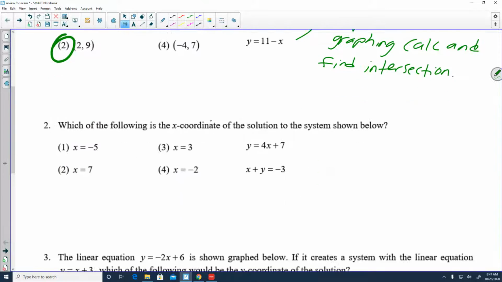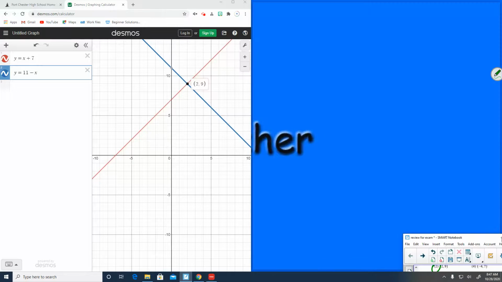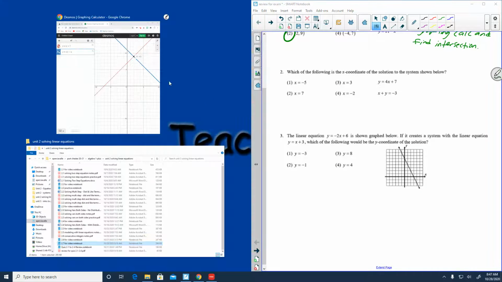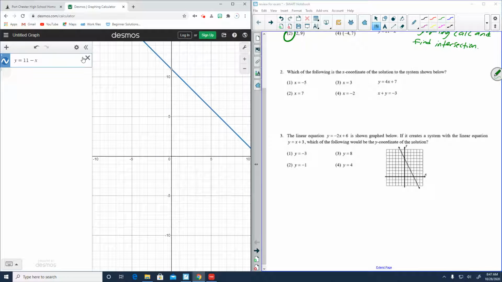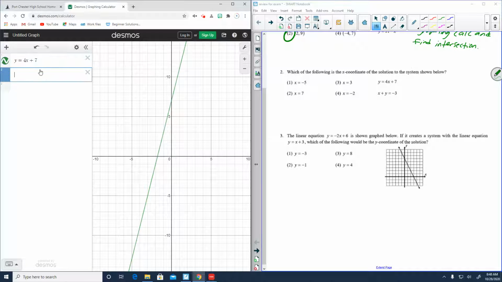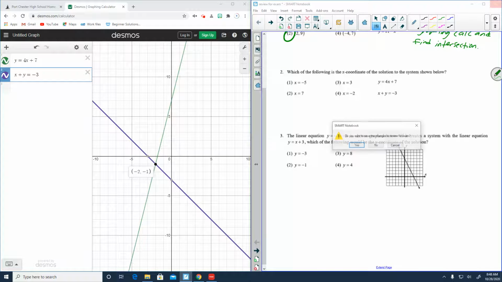So number 2, which of the following is the x-coordinate of the solution to the system shown below? So again, it's multiple choice. We don't need to show any work. Let's just type these right in. Y equals 4x plus 7. And then x plus y equals negative 3. So the solution is negative 2 comma negative 1. So our x is negative 2. So it's choice 4.